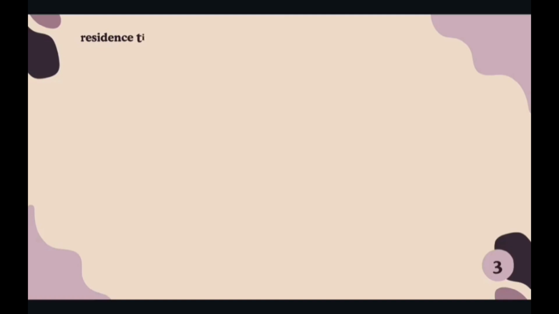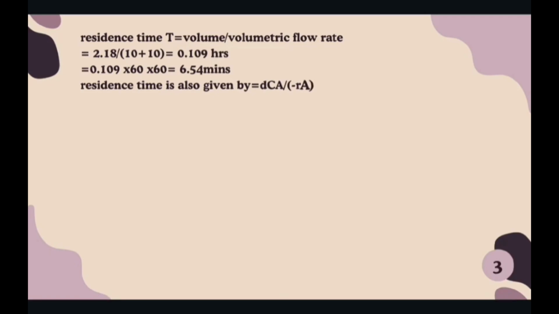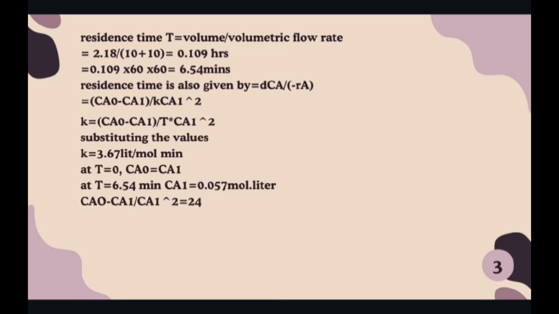Residence time is given by the ratio of the volume to the volumetric flow rate, which is found to be 0.109 hours, which when converted to minutes is 6.54 minutes. The residence time is also given by the relation tau equals dCA by minus RA. Making the necessary substitutions in the equation, we find the value of the rate constant. This gives the theoretical value of the rate constant, that is 3.67 liter per mole minute.